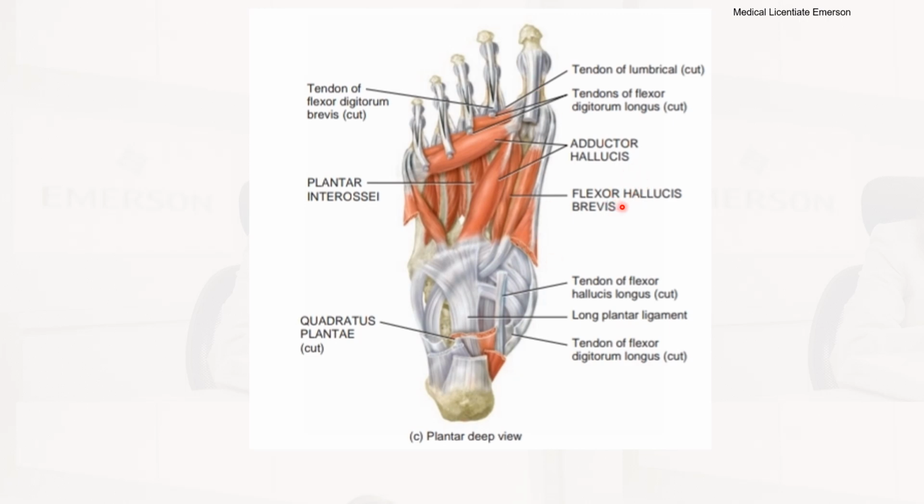We have the abductor hallucis, the flexor hallucis brevis, the plantar interossei, the flexor digitorum brevis, and quadratus plantae. Then that's actually all there is to the muscles.